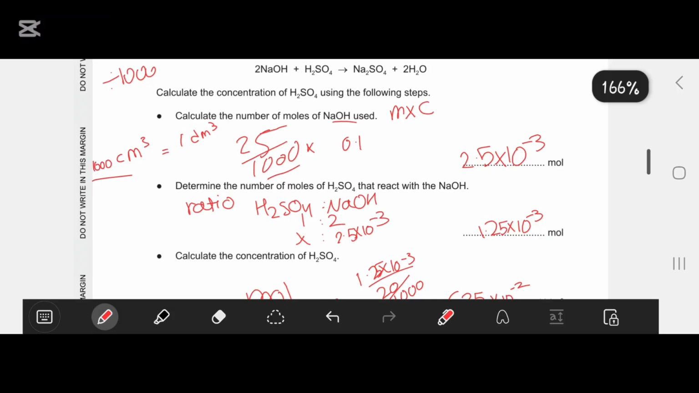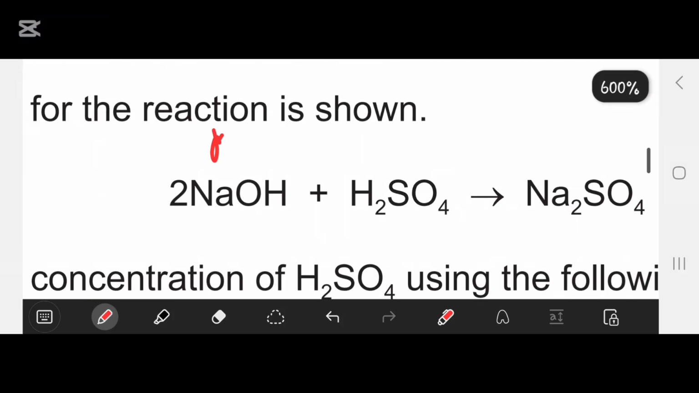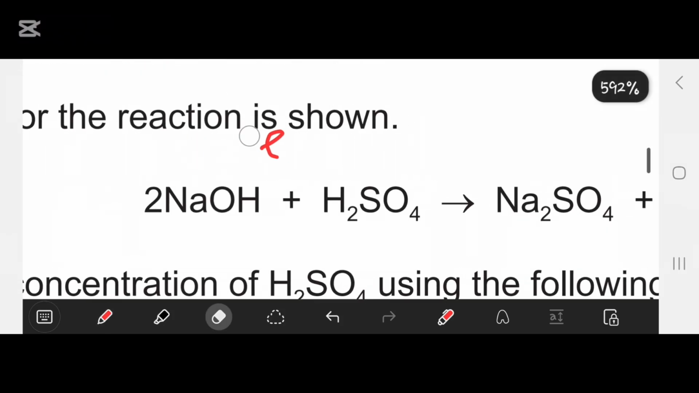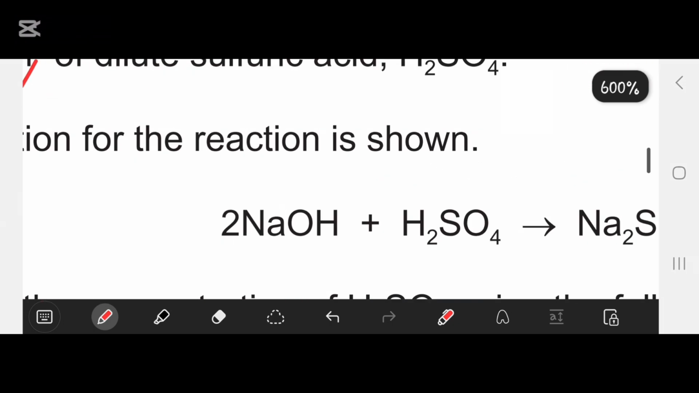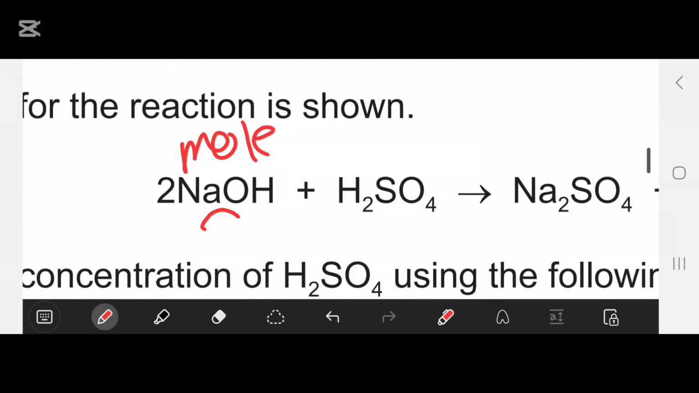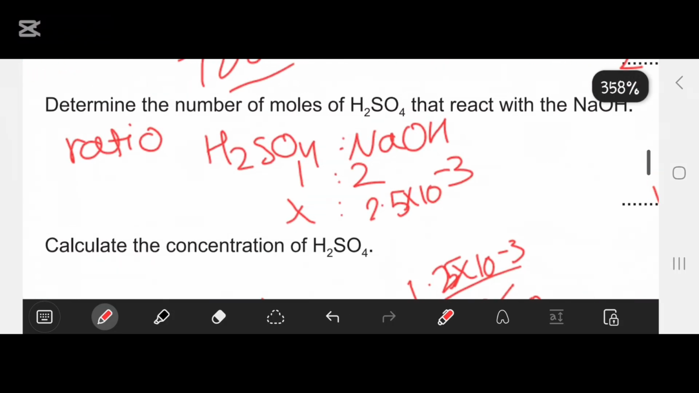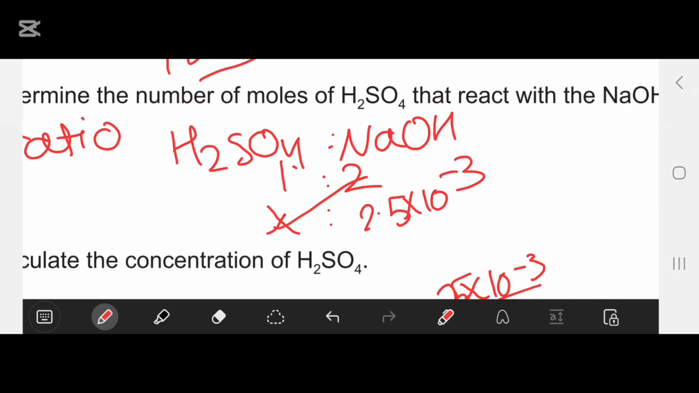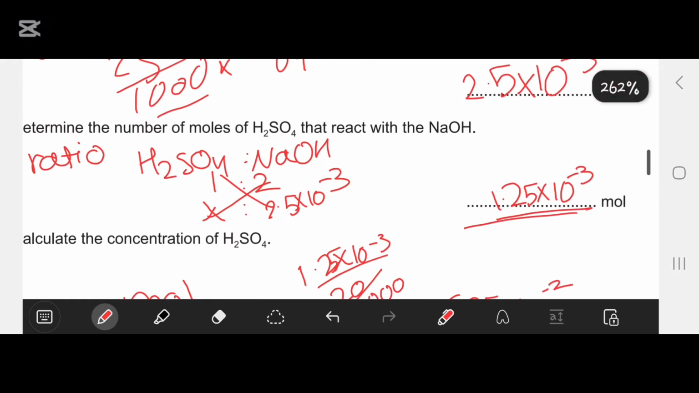Next one. Determine the number of moles of sulfuric acid that react with the sodium hydroxide. This is simple. We have the moles of sodium hydroxide. It's a 2 to 1 ratio. We do not have the moles of the sulfuric acid, so we cross multiply, divide by 2, and we got the answer: 1.25 multiplied by 10 to the power of minus 3.